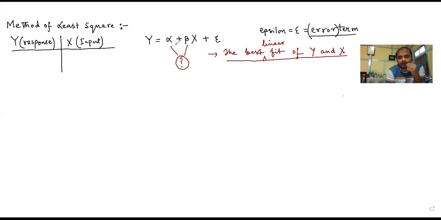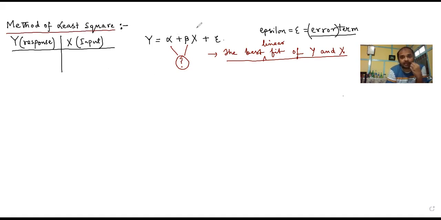Since alpha and beta can have infinitely many values, finding the best estimate of alpha and the best estimate of beta out of these infinitely many values is a very tedious job. So we have to go through an analytical procedure by which we can find this out. And that analytical procedure is known as the method of least squares.